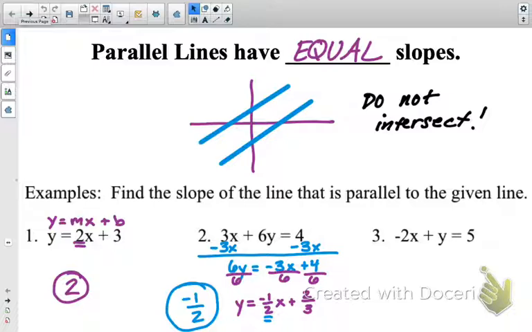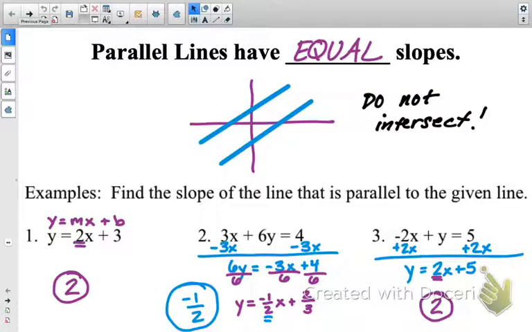Number 3 is similar to number 2. It's actually not in standard form because x can't be negative. It's in a form that we don't like. So to get it into slope-intercept form like number 1 and like we did with number 2, I need to get the x term to the other side, so I'm going to move it by adding it. I get y by itself, which is nice because now I'm done converting it to slope-intercept form. What's the slope? 2, so a parallel slope is 2.